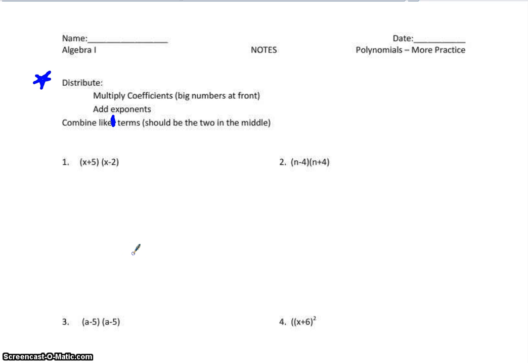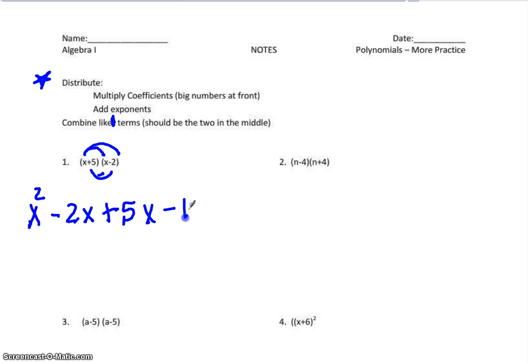The two in the middle should be like terms. So just a few examples, just kind of get it back on your mind. X plus 5 times x minus 2, you're going to distribute the x, and then you're going to distribute the 5. So x times x is x squared. X times negative 2 is minus 2x. 5 times x is plus 5x. And 5 times negative 2 is minus 10.